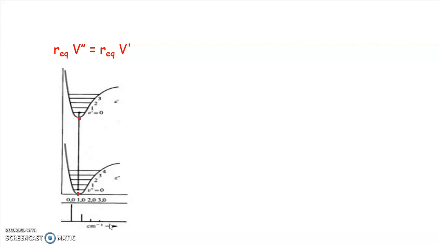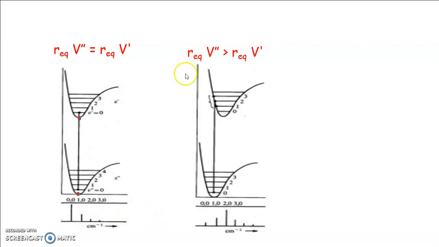The next possibility is that the equilibrium internuclear distance of V double prime is less than V prime. You can see it's greater. R equilibrium will be greater for the excited state. Here, the probability of transition will be from V double prime 0, as it is in the center, the normal transition will be V double prime 0 to V single prime 2. And the spectral line has the strongest line at 2-0.